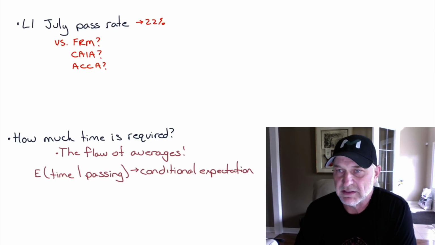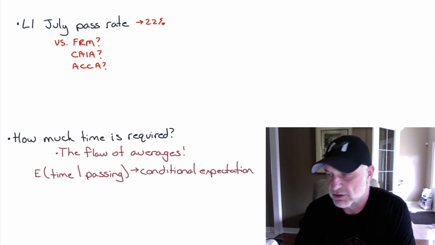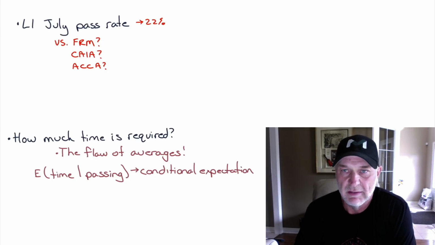One of the most misleading numbers out there is 300 hours. It's a very misleading number, and I wish that we could just get rid of it. But I'll show you where 300 hours fits in and why it's misleading. It is a conditional expectation. It is not an average amount of time that's put in, so I'll explain that.